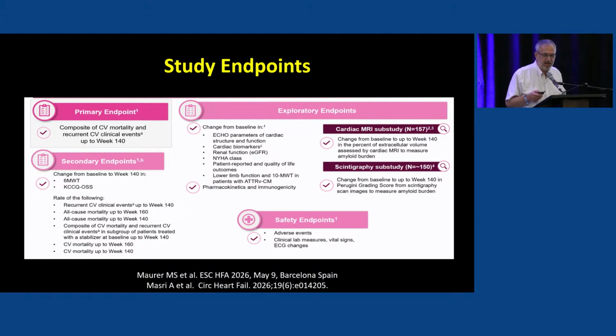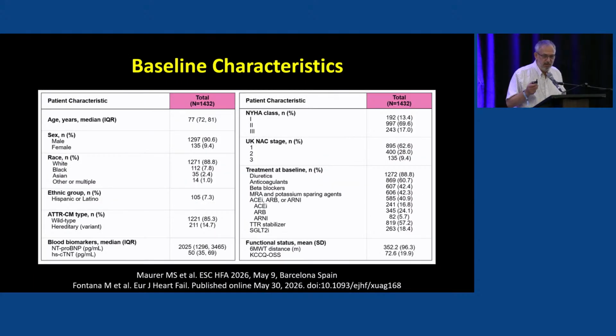There were similar secondary endpoints that were pre-specified with regard to function and KCCQ, and lots of exploratory endpoints with regard to imaging. We've presented the baseline characteristics of this study, I think pretty similar to what we've seen in other trials. Average age of 77, predominantly males at 90%, predominantly wild-type patients, and mainly NYHA class 2, and a majority of patients are UK NAC stage 1 on the usual medical therapy with KCCQs of about 73 and 6-minute hall walks of 35.